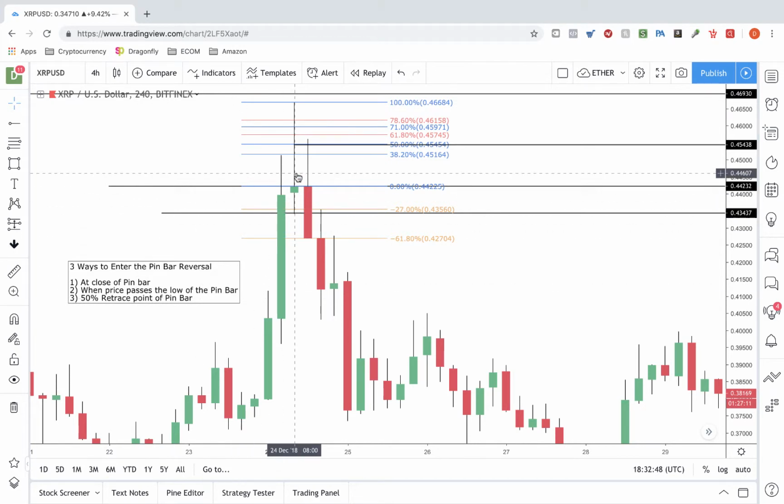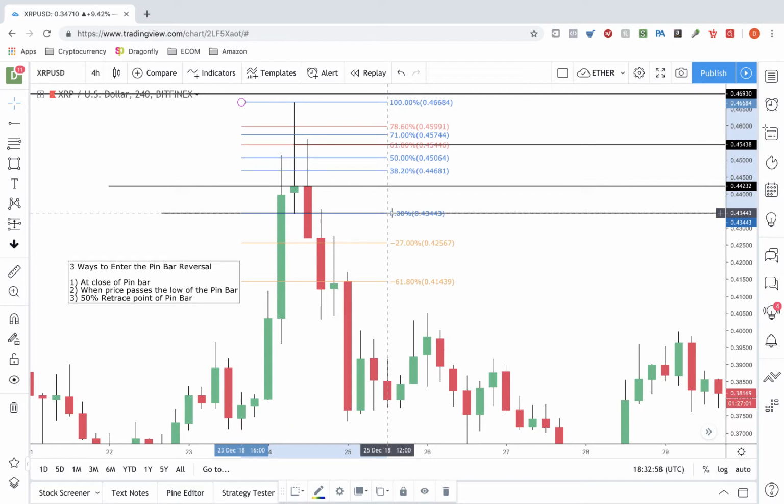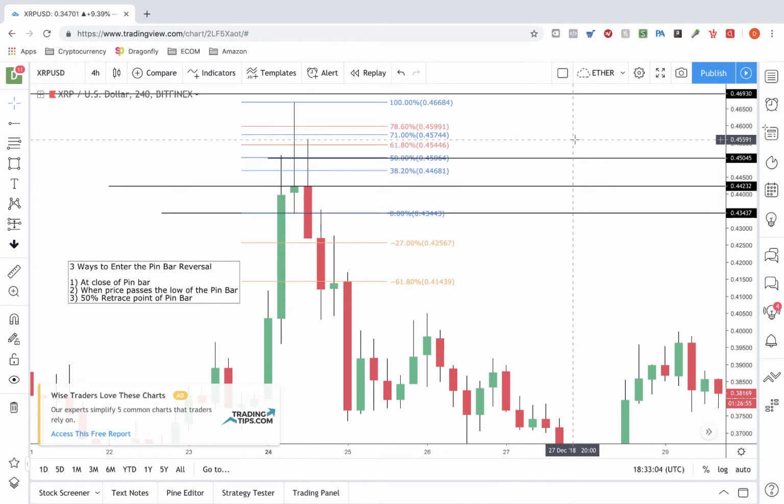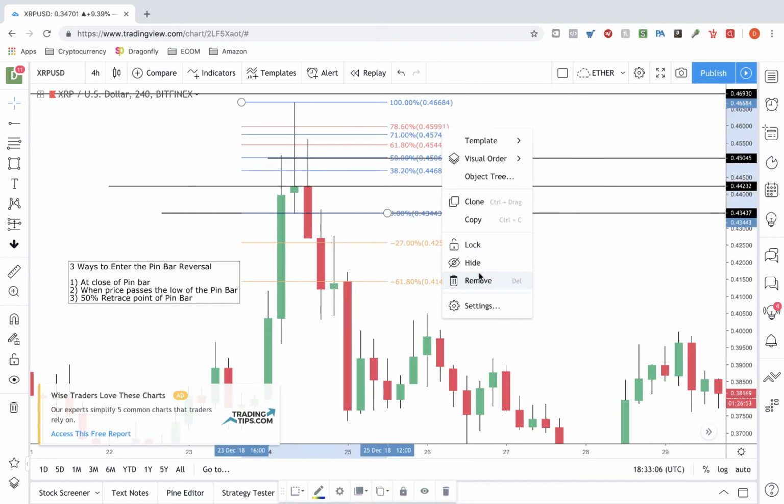50% retracement of the pin bar. The pin bar is here. This is the retracement area, or the top of the pin bar. We're going to retrace that from here to here. Excuse me, that's from here to here. I apologize. So that would have been there. Okay? So those are our 3 entry points.